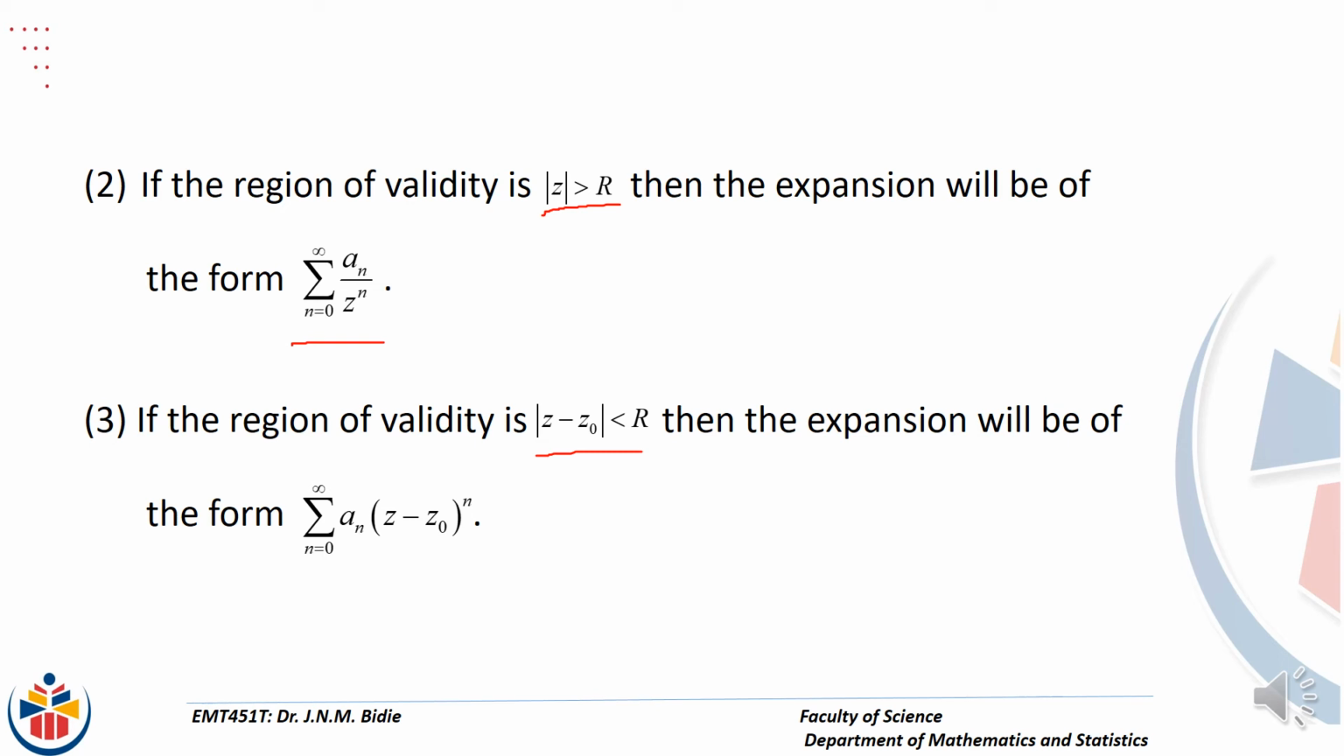Then the expansion will be of the form, taking note that z minus z0 must feature in all the terms in the expansion. So you'll have an into z minus z0 all to the power n, summed from n equal to 0 to infinity. Once the region of validity has a different center from 0, note that all the terms will have that expansion with that term z minus z0.